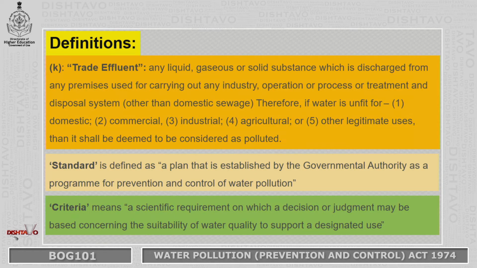Trade effluent is defined as any liquid or gaseous or solid substance which is discharged from any premises used for carrying out any industry or operation or processes or treatment and other disposal systems except the domestic sewage. Domestic sewage is sewage, but it is not called trade effluent.